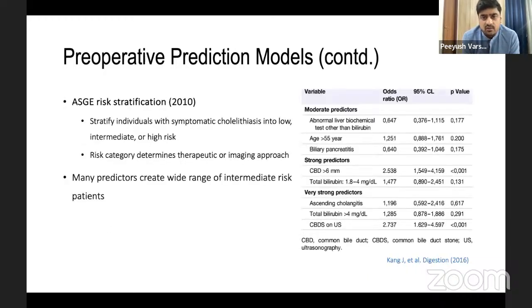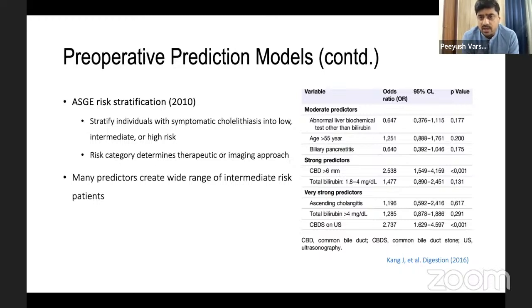The most commonly used, which has already been discussed by Dr. Younis, is the ASGE risk stratification, originally given in 2010 and modified in 2019. This includes 3 predictors: moderate, strong, and very strong, that classify the patient into 3 risk categories: low risk, moderate risk, and high risk.